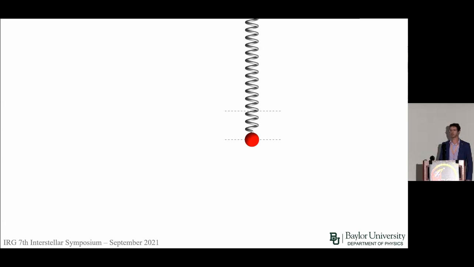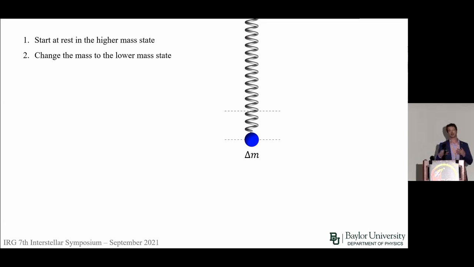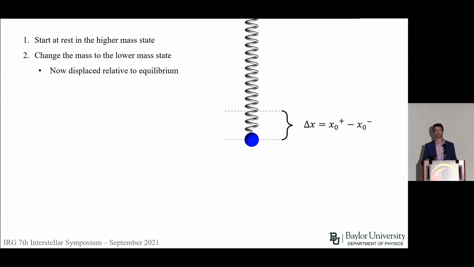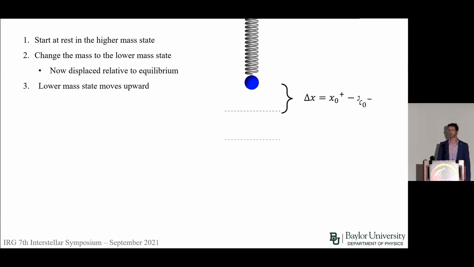We initially start our system in the higher mass state at rest in its equilibrium position. We then change the mass to the lower mass state. After we've changed the mass, that lower mass state has been displaced relative to its equilibrium position by delta X, where delta X is simply the distance between the higher and lower masses' equilibrium positions. After this mass change, the system undergoes simple harmonic motion with amplitude delta X and will move upward to its maximally compressed extremum position, delta X above the lower mass equilibrium position.